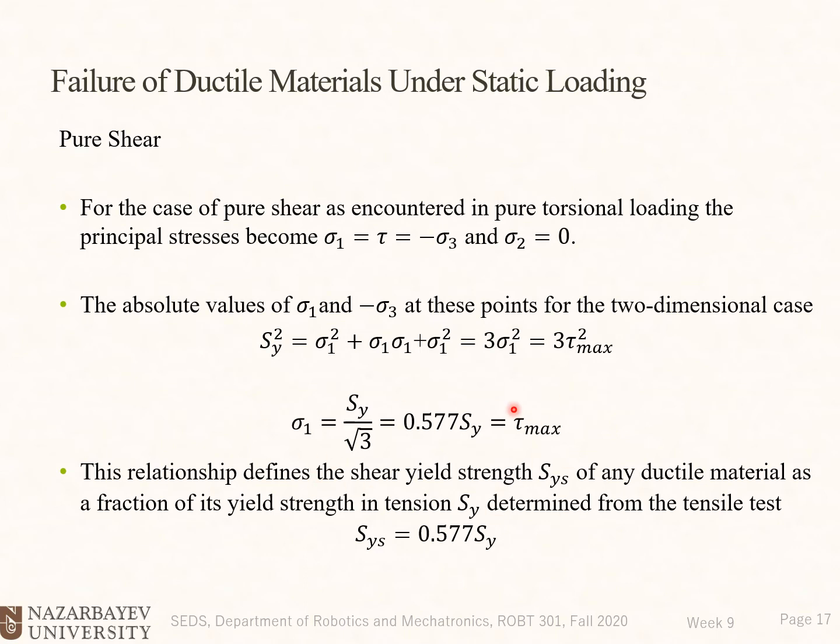So what does that mean? It means that when tau max is equal to this value, failure happens, or safety factor is 1, or we are at the border of that ellipse that we already explained. This relation defines the shear yield strength. So we have a new definition here: shear yield strength of any ductile material as a fraction of its yield strength in tension, Sy, determined from the tensile test. So Sys, or shear yield strength, is equal to 0.577 Sy, or 1 divided by square root of 3 times Sy.